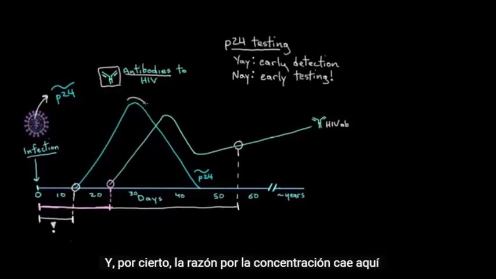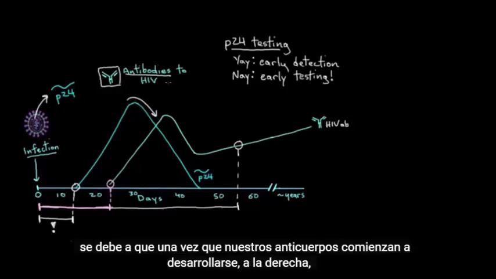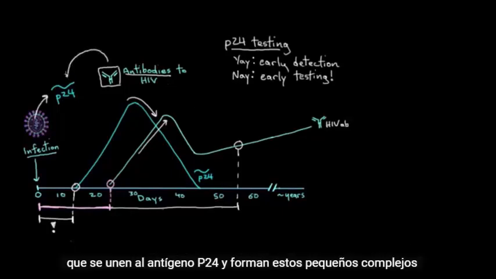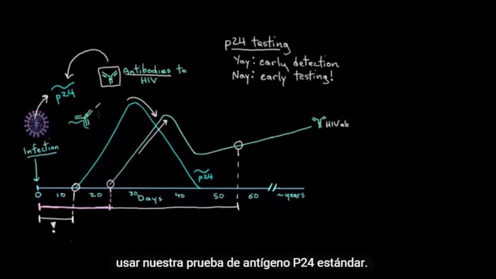And by the way, the reason the concentration falls off here is because once our antibodies start to develop, right, you can see them sort of going up here, they bind to the P24 antigen and form these little complexes which aren't really detectable using our standard P24 antigen test.